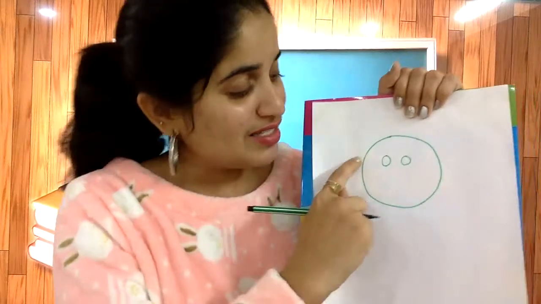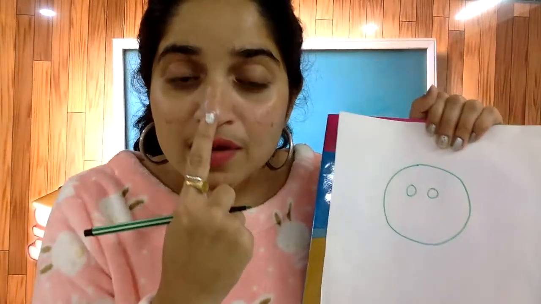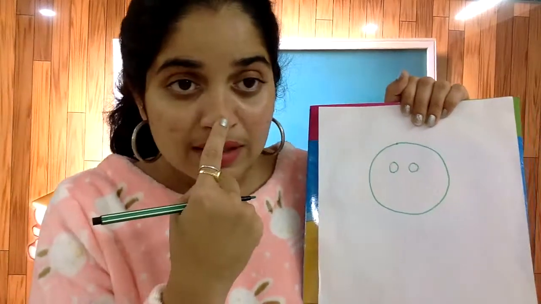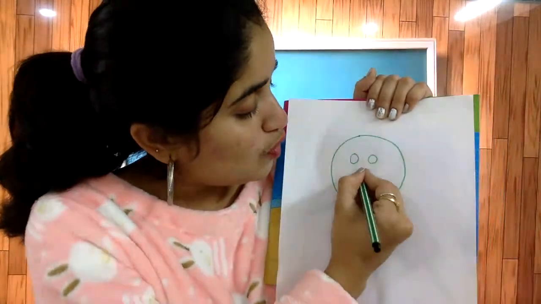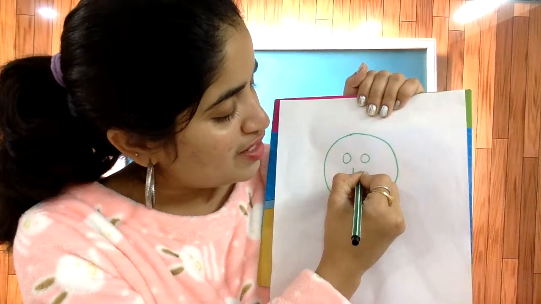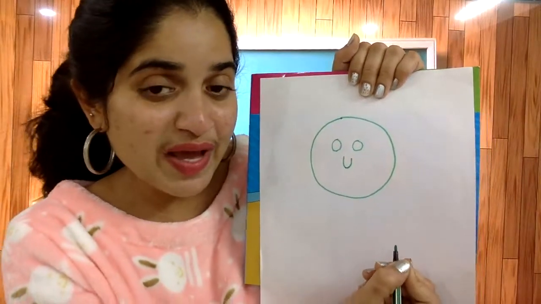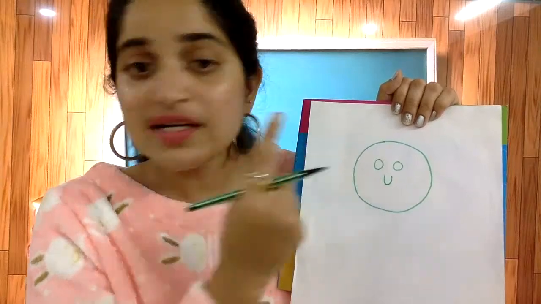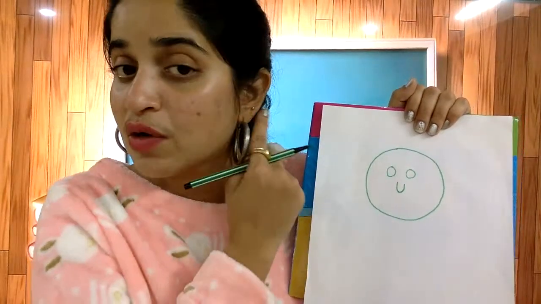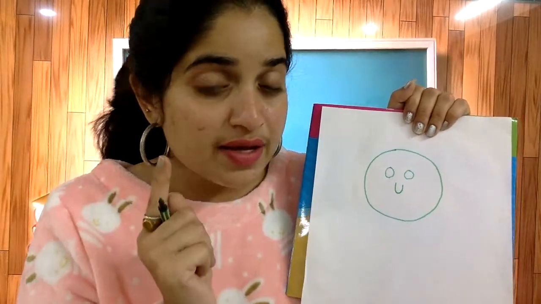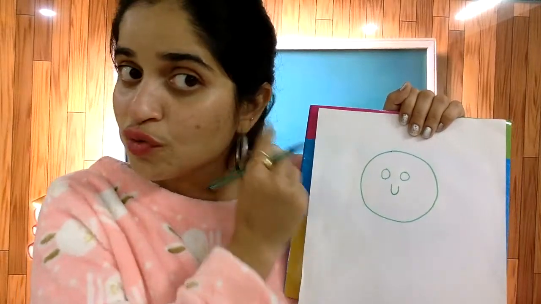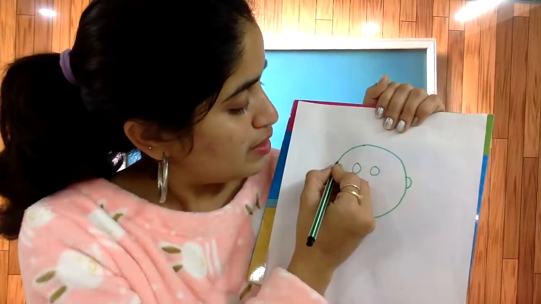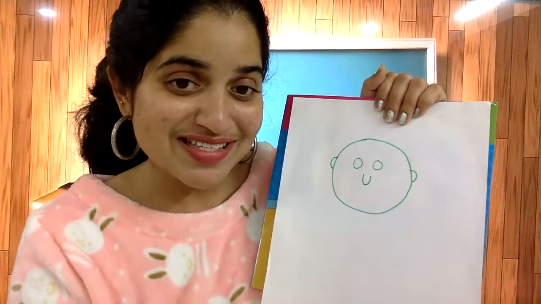Two eyes. Okay? Now, next. What is this? Children, tell me, what is this? This is a nose. Let's draw a nose. Okay? And can you tell me how many ears do we have? What are these called? These are called ears. 1 and 2. We have 2 ears. Okay?